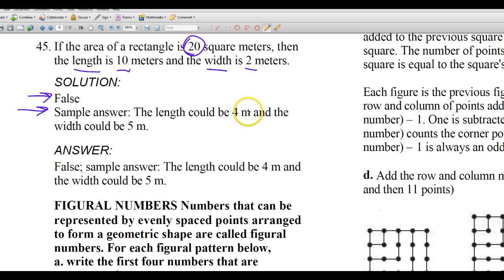So it is false. The counterexample is right here. The length could be 4 and the width could be 5, because if we multiply those two numbers together, length times width, we still get 20, proving that this is a false statement.